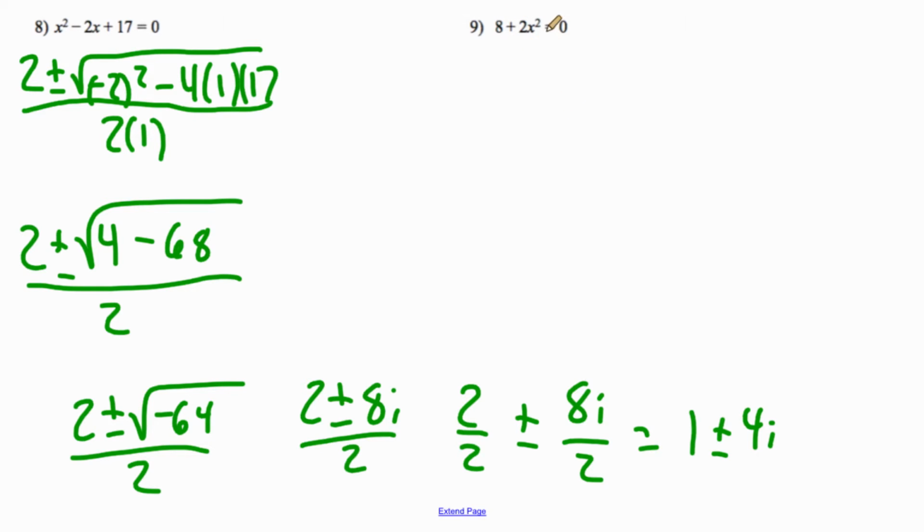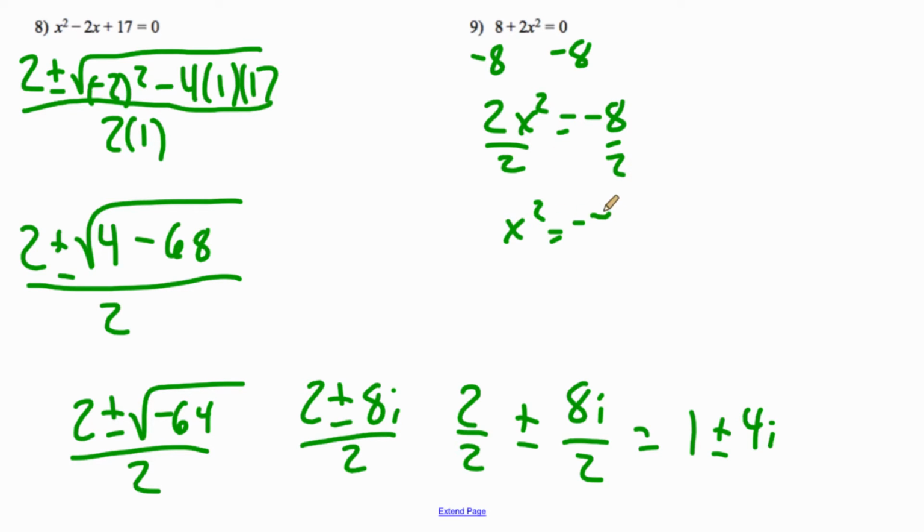Now if we look at number 9 and we want to solve this one, I would just use inverse operations. So the first thing I'm going to do is subtract the 8 over to the right-hand side. So we get 2x squared equals negative 8. Divide both sides by 2, and we get x squared equals negative 4. Now square rooting each side, we get x equals, since we did the square root, it's plus or minus. The square root of 4 is 2, but since it's negative 4, we get 2i as our answer.